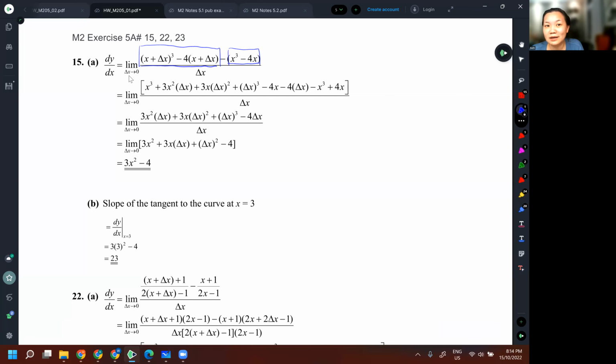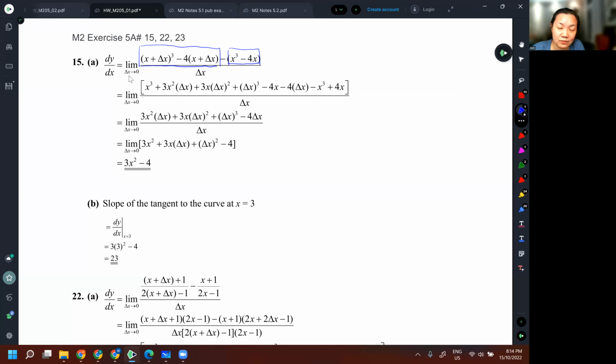This is y minus y divided by x minus x. Sometimes I will say it very shortly. I will say delta y over delta x, meaning the difference y over difference x, okay? Y minus y, x minus x. And then you simplify. And after simplification, you will send delta x to 0.